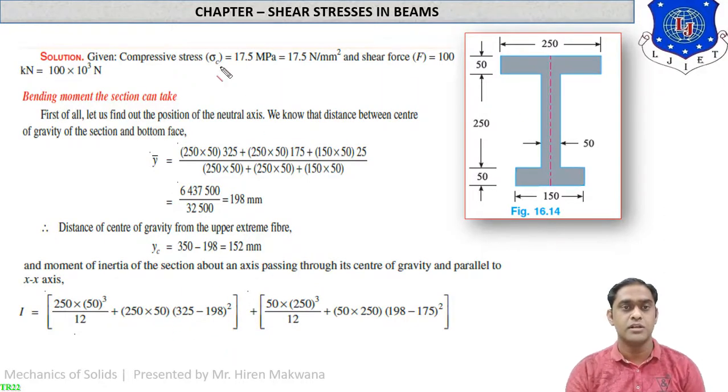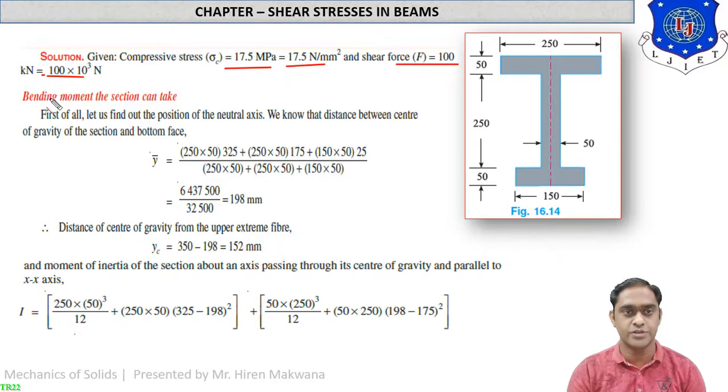So this sum is very lengthy, so concentrate very carefully on these figures. Okay, first of all, the compressive stress is given to you as 70.5 Newton per mm square. Shear force F is equal to 100 kilonewton, 100 into 10 raised to 3 Newton. Let us calculate the CG first. So what is the CG? Three parts are there: horizontal rectangle, vertical rectangle, horizontal rectangle.